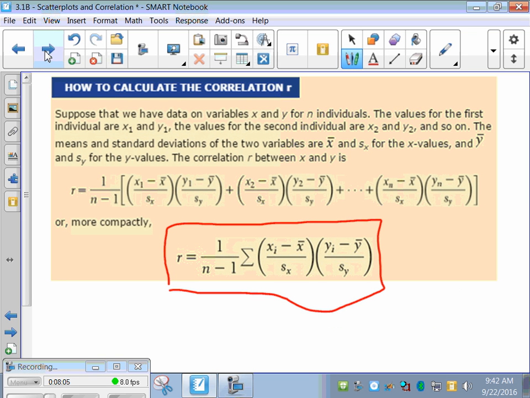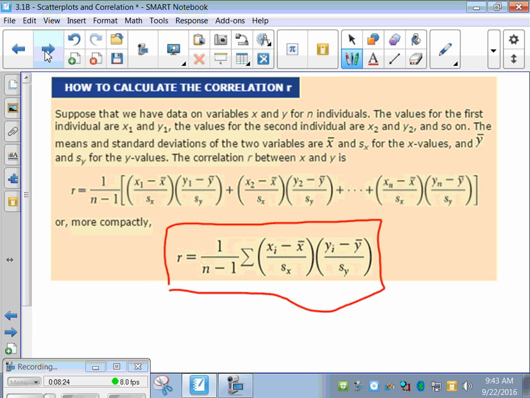Okay, how to actually find R by hand. Yikes. So it's not actually that bad unless you have a ton of data points, and then it would be really not fun. So chances of you having to do this on the test are apparently pretty slim, but just in case, let's write this formula down.